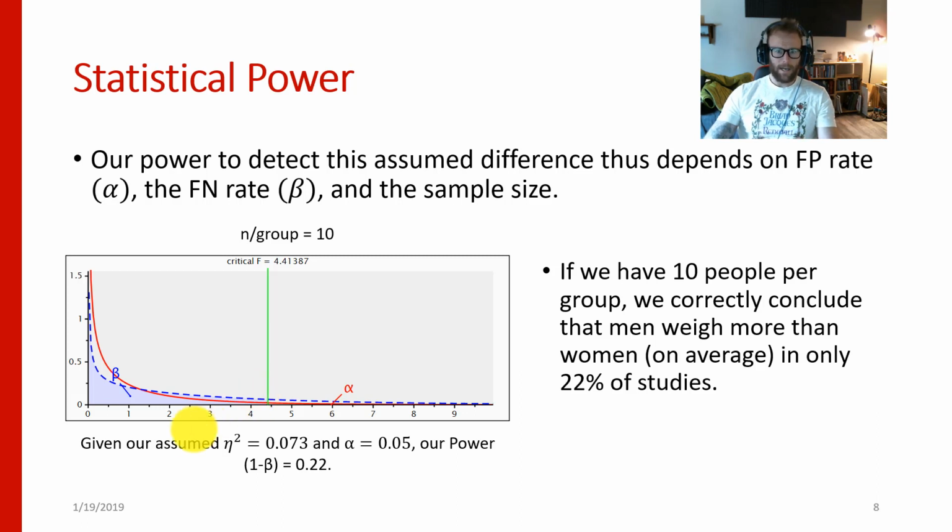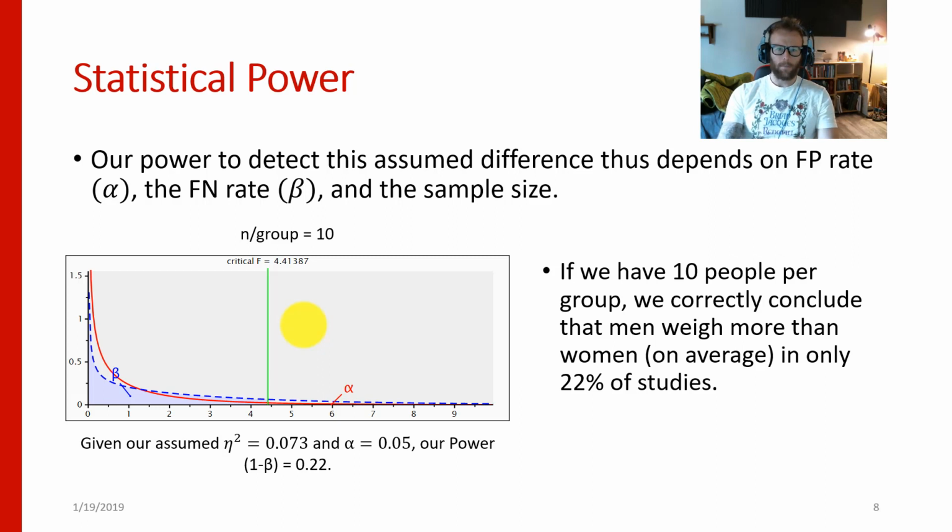In fact, if you do the math here and calculate the proportion, the beta, or the proportion of this curve to the left of the F critical value, is actually 78%, which means that we only have a statistical power, or 1 minus beta, of 22%, right? 22% of this dashed blue distribution is to the right of the F critical value, which means, assuming that this is the correct effect size, we would only have a 22% chance of concluding that men are statistically different from women in terms of their weight. So we don't really have enough people per group in order to reliably detect this rather obvious difference.